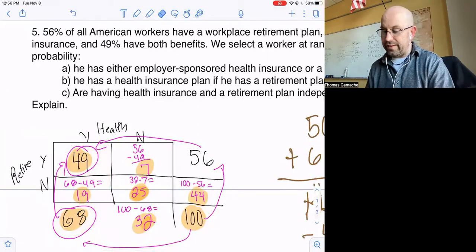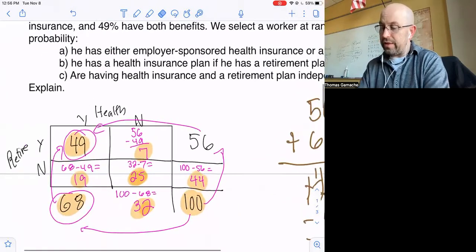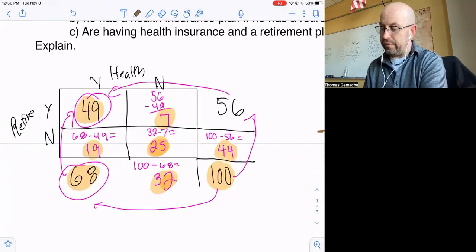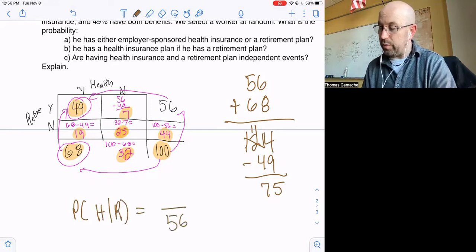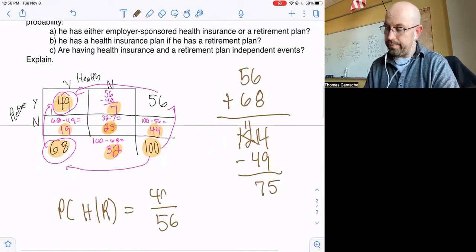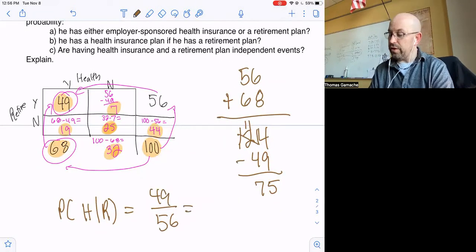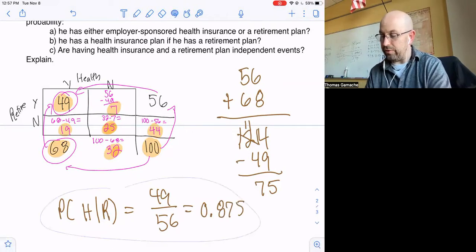Now, for part B, it says he has health insurance if he has a retirement plan. So let's take a look at those. If they have a retirement plan, that's going to be 56 out of 56. Probability of having health if they have a retirement, it's going to be out of 56. All those people have retirement. And within that 56, 49 have a health plan. If I turn that into a decimal, it gives me 0.875. I know that from the previous video. I'm not just a mathematical genius.